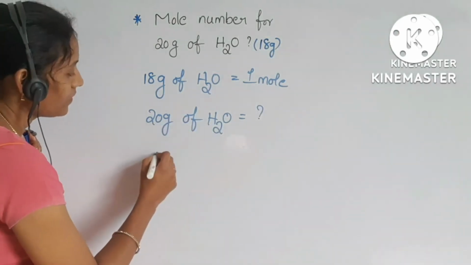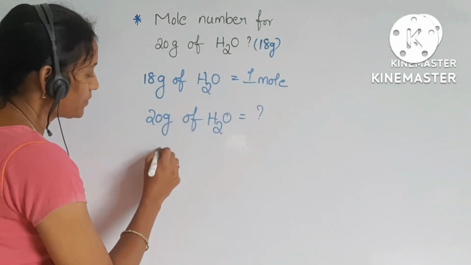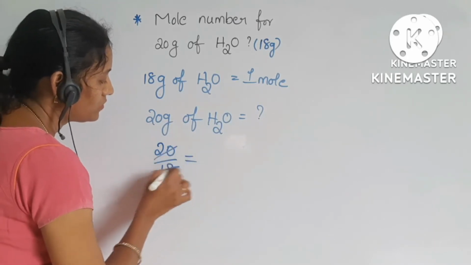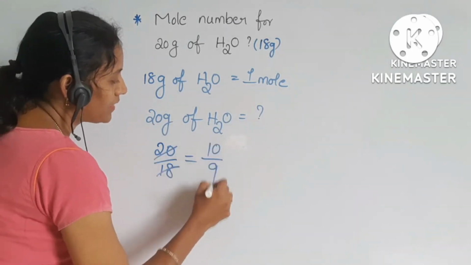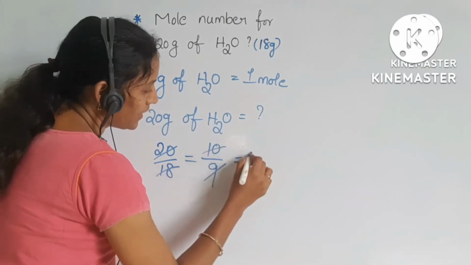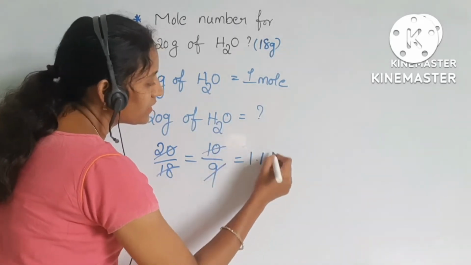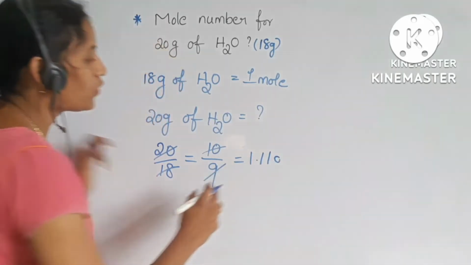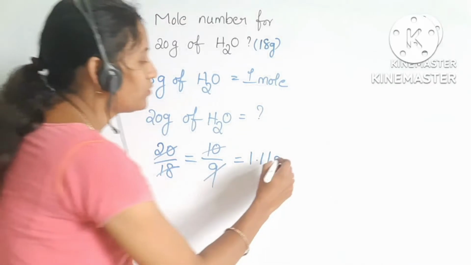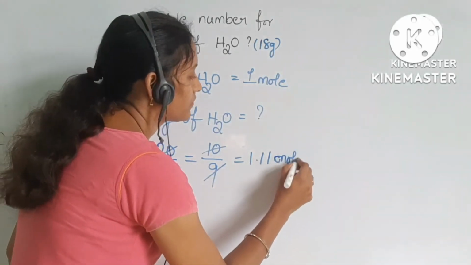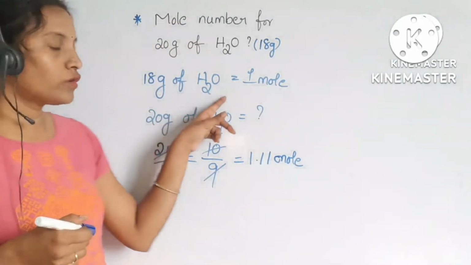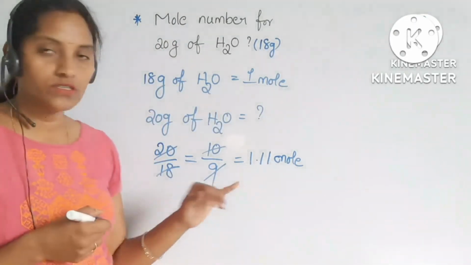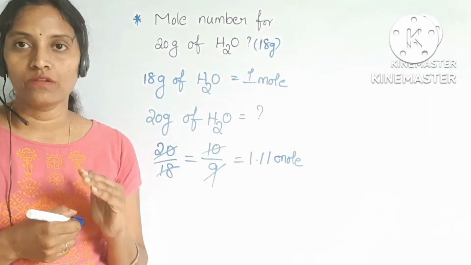Here also you have to do cross multiplication: 20 divided by 18. Using the ninth table, 9 1s are 9, again 9 1s are 9, and it will continue, so this is 1.11 moles. See, 18 grams of water is equal to 1 mole. Then 20 grams of water is equal to 1.11 moles.